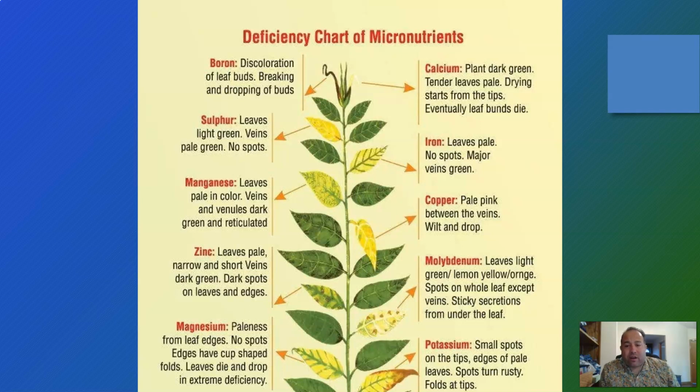Like looking at iron, the major veins are still going to be green, but there are no spots and the leaves are going to be pale. Whereas with copper, you're going to have pale pink between the veins, and then you're going to have wilt and drop. If it's zinc, the leaves are going to be pale, narrow, and short. The veins are going to be dark green, and you're going to have dark spots on the leaves and edges. So you can look at the leaves and see all these different deficiencies. I think it's a pretty important little chart to get very familiar with. If you take nothing out of this lecture except for this, I'd be happy.